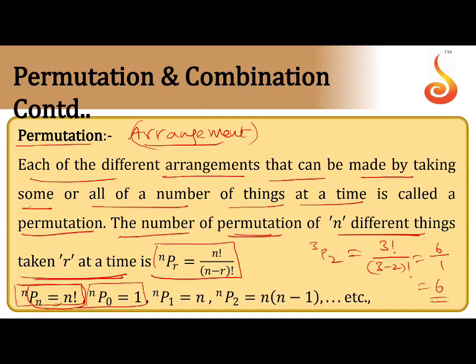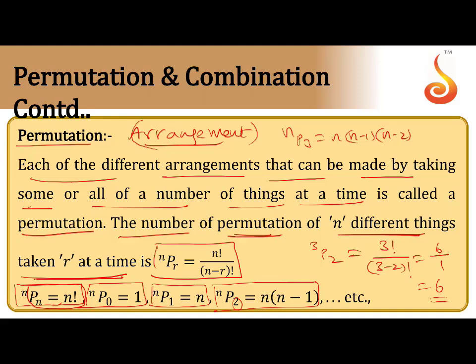Next, the value of nP0 is 1. How does this come? n factorial by n minus 0 factorial, that means n factorial by n factorial gives 1 only. Next, nP1 is n. nP2 is n into n minus 1. Here the suffix is 2, so you will get 2 factors. The first factor is the highest, n, and the next factor is n minus 1. If you want nP3, that is n into n minus 1 into n minus 2. Take 3 factors from n. That is the rule.